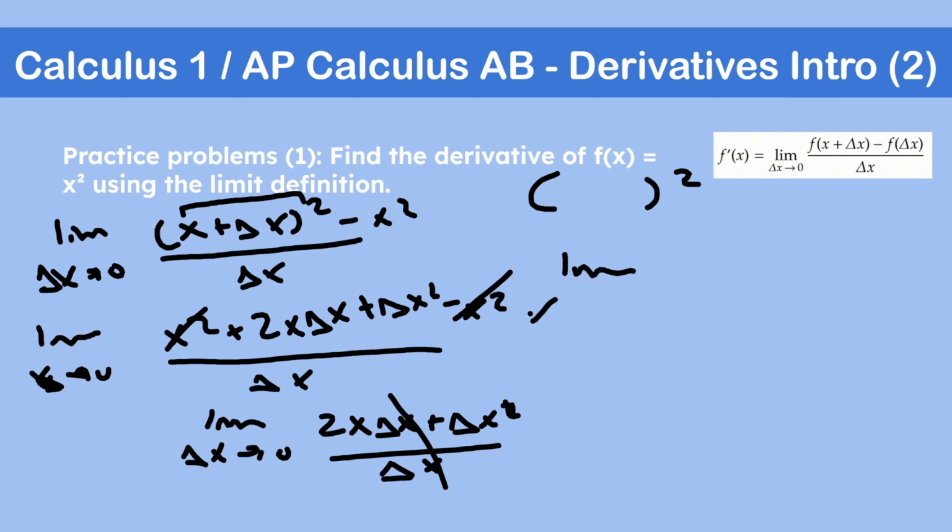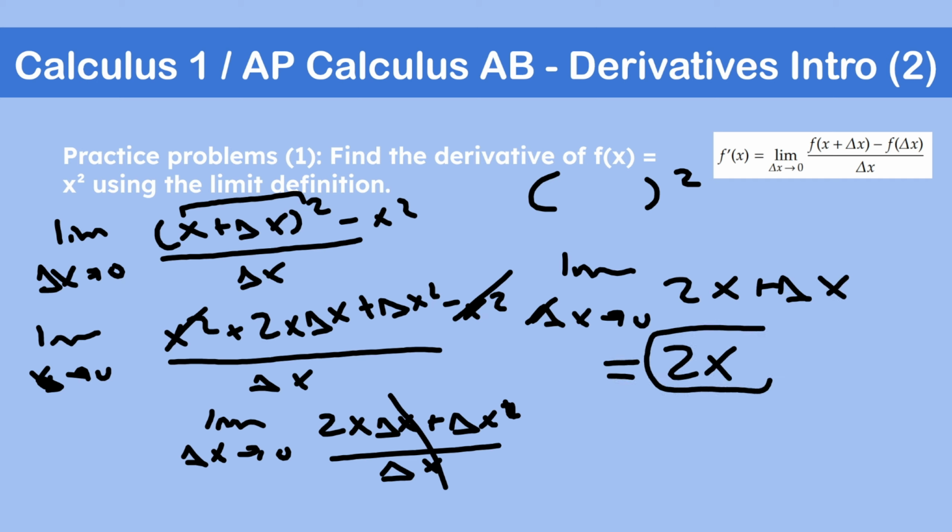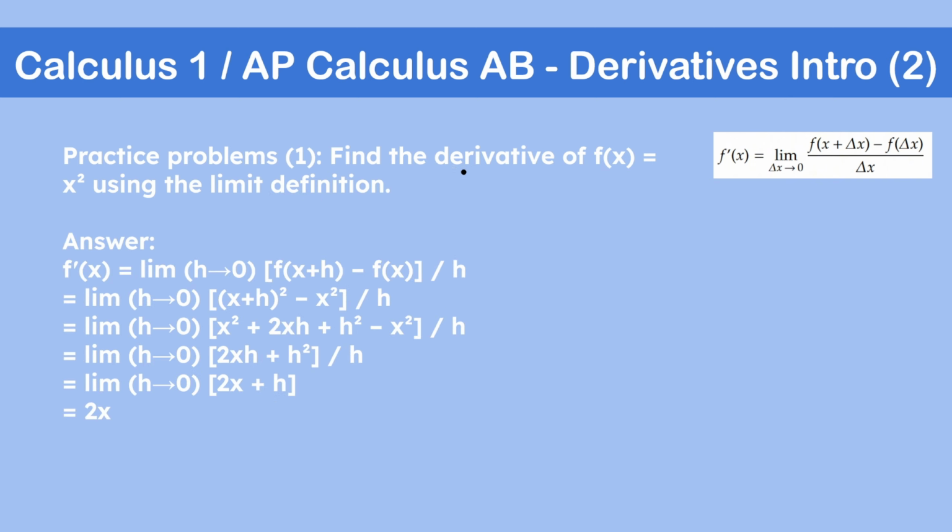So you have the limit as change in x approaches 0 of 2x plus change in x. When you evaluate that, you're left with 2x. So that's the derivative using the limit definition. This is the work that I did, but instead of change in x, you use h, and this is what I got.